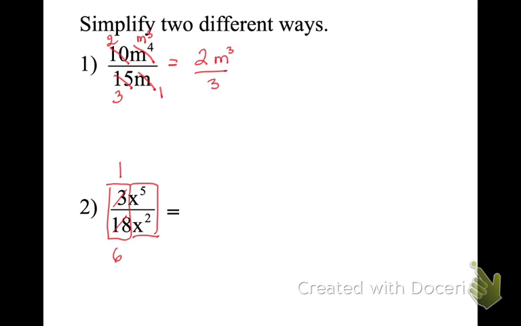What's the greatest amount of x's we can pull out of the numerator and denominator? We have 2 down here. I'm left with x, right? And if I take 2 out, isn't that 5 minus 2? I'm left with x to the 3rd. So in the numerator, I'm left with 1 times x to the 3rd, but we don't write the 1. And in the denominator, I'm left with 6x.